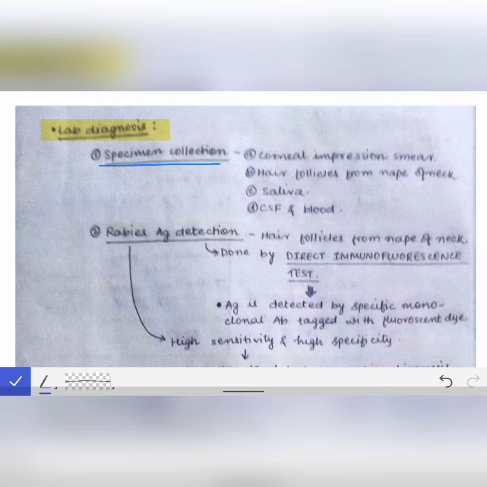What are the specimens that we collect? The specimens that we collect are the corneal impression smear, hair follicles from the nape of the neck, that means the back of the neck, the saliva, and CSF and blood. These four samples are the most important, out of which the hair follicles from the nape of the neck are the most important sample for the diagnosis of the rabies virus infection.